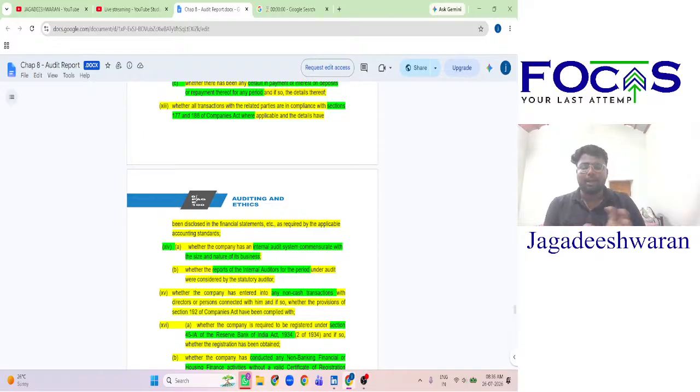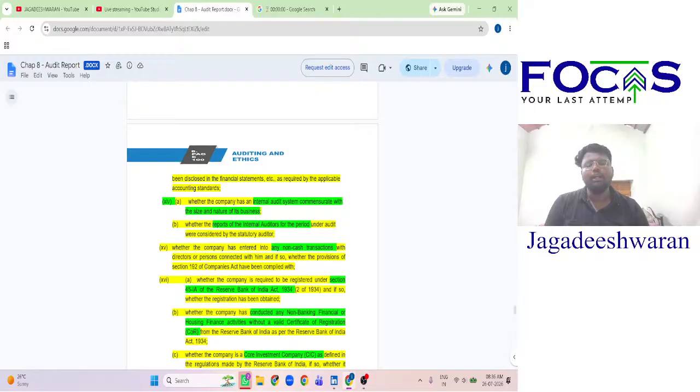So have we properly complied with regard to Sections 177 and 188? Similarly, we also need to state that proper disclosure in the financial statements as per the accounting standards has been done. So for related party transactions, one is Section 177, Section 188, and then the accounting standards. These three things we have complied with regarding related party transactions, we have to mention it.